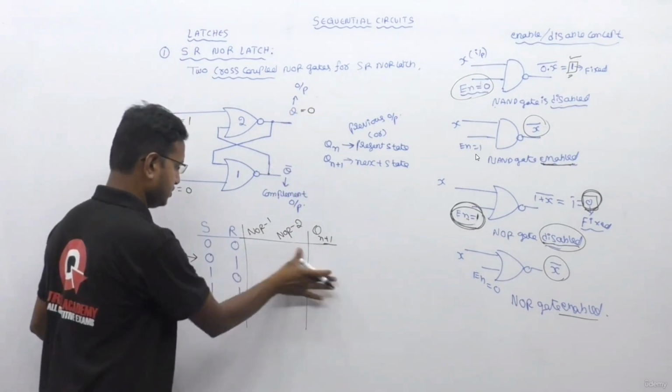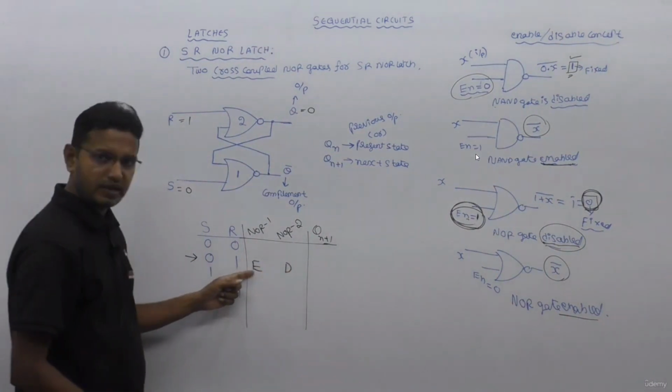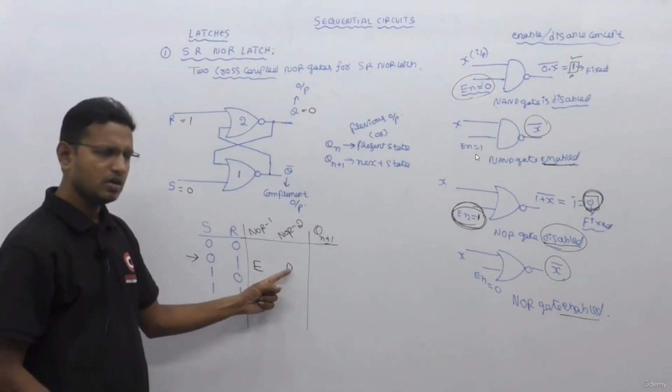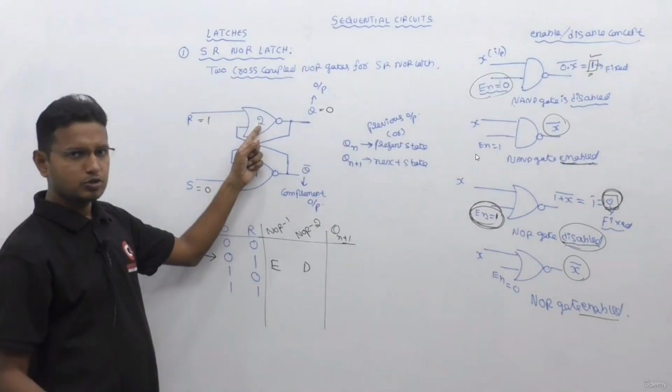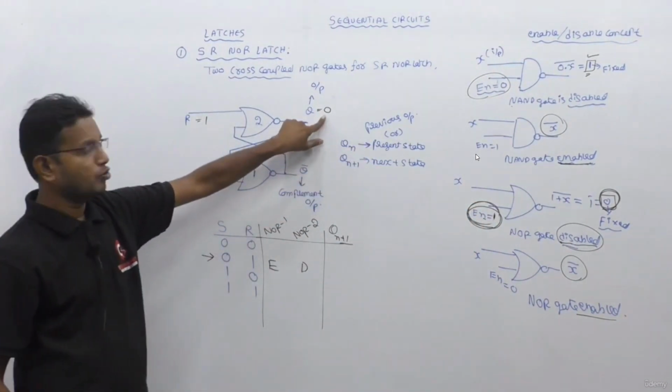So this is the second row I am taking. E for enable, D for disable. NOR gate 2 disabled, NOR gate 1 enabled. These are notations I am using. E for enable, D for disable. So NOR gate 2 is disabled. So when NOR gate 2 is disabled, output will be what? 0. Output will be 0.